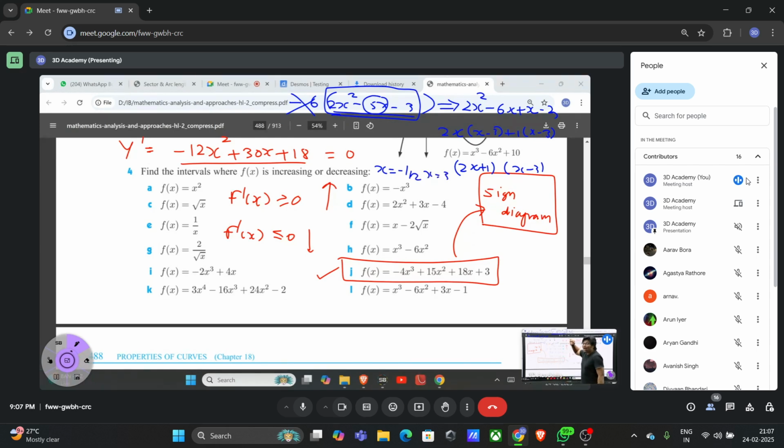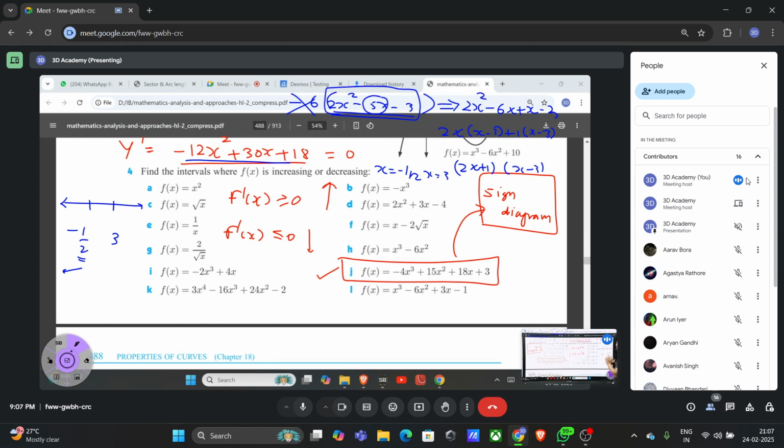Look guys, understand the steps. If you can't find the value of x where the function is becoming 0, or whether it is increasing or decreasing, you equate your differentiation to 0 and first find the values of x. Then what do you do? You draw a sign diagram. So one value will be minus half, another value will be 3. Getting it? Now put any value less than minus half.